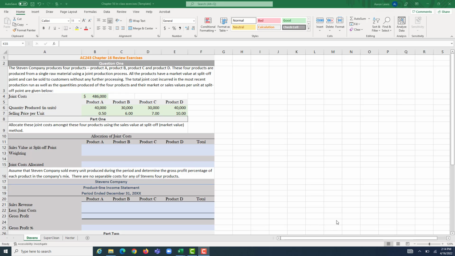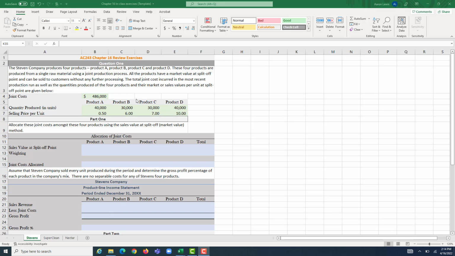Hello everybody, let's do another example for allocating out joint costs amongst products that are made from one single production process. And here we have Steve & Company. They're going to produce 4 products, originally named Product A, Product B, Product C, and Product D. They are produced using one single raw material in a joint production process.